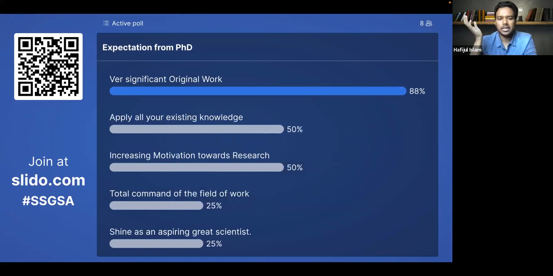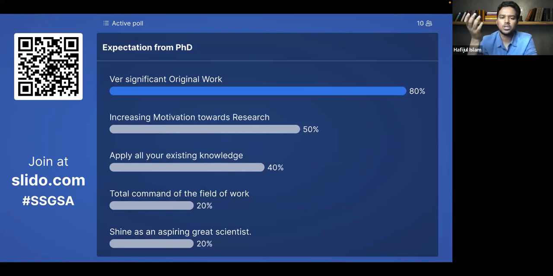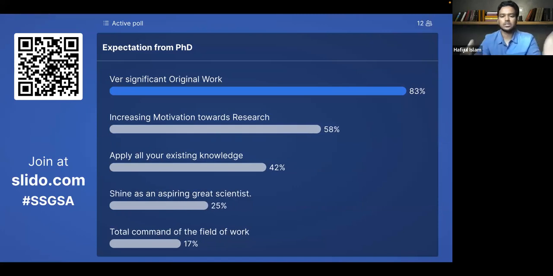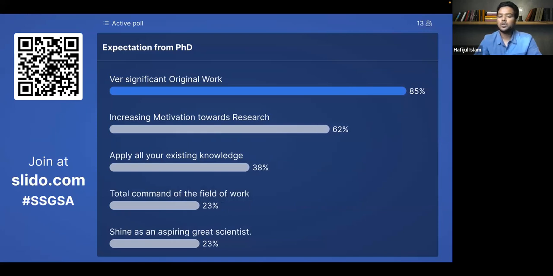So there are options like in PhDs, you will do extremely significant original work in your PhDs. And you will expect that as the days pass, your motivation towards research will also increase, and day by day you will be more motivated. And you have your knowledge till master's and undergrad, and whatever you have, you will apply all of those things here.